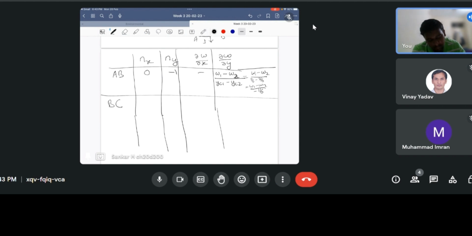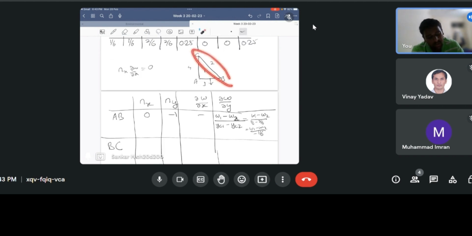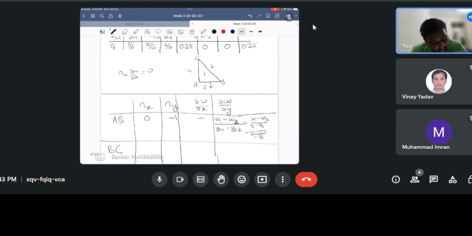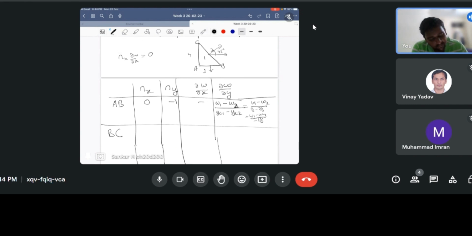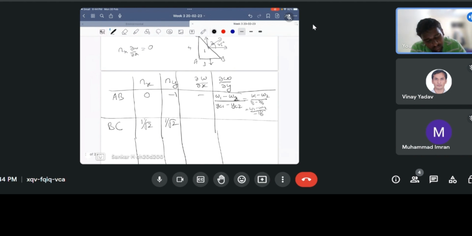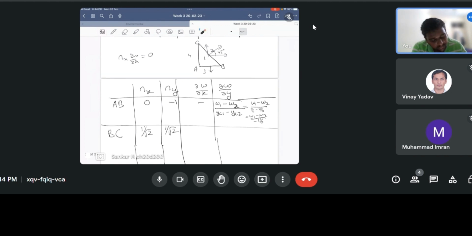Next we move on to line BC, which is along the diagonal over here. So the outward normal from the line BC would be in this direction, and we know that since it's an isosceles right triangle, this angle would have to be 45 degrees. Therefore nx and ny are given by cos 45 and sin 45 respectively, and cos 45 is 1 by square root of 2, sin 45 is 1 by square root of 2, and dou w by dou x would be between this cell and this cell over here.